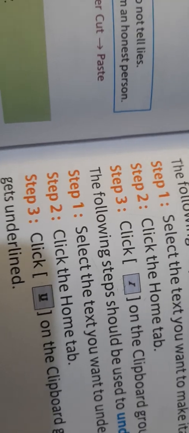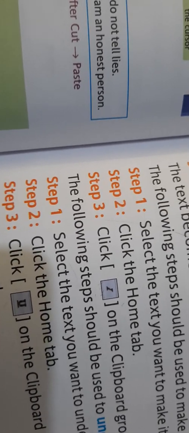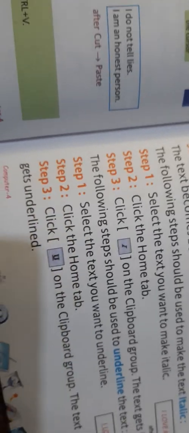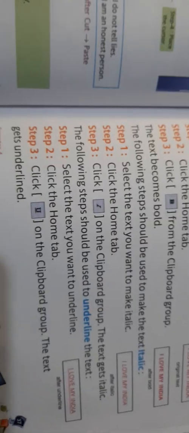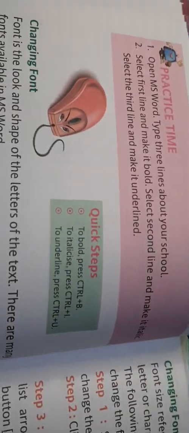In the last period, we had started the chapter and finished till page number 37. The topic was how to make our text bold, italic, and underline. Just to remind you that this is chapter number 3, more on MS Word, and we had done this topic last time. Okay, children, so now we will start from page number 38.